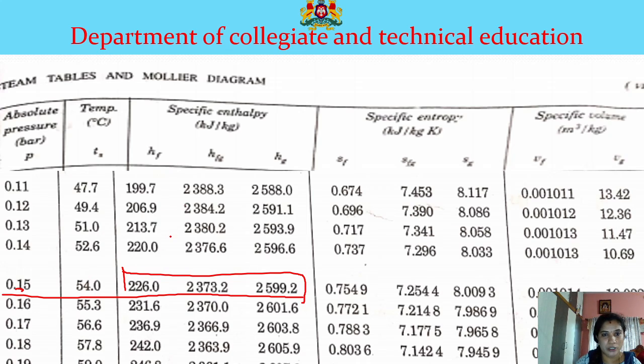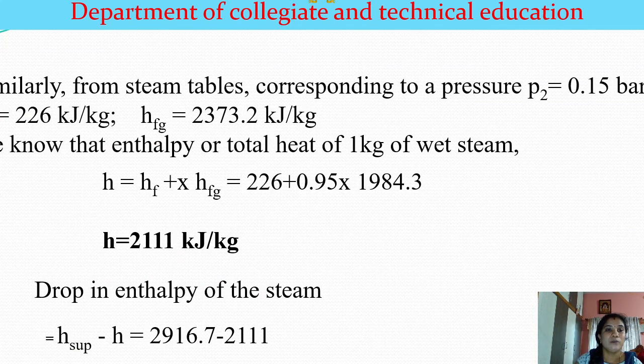So at pressure 2, what do you have to write? From steam table, for pressure 0.15, hf equals 226, hfg equals 2373.2, hg equals 2599.2. These are the values from the steam table that we have got. By looking at the steam table, these were the values that we obtained.